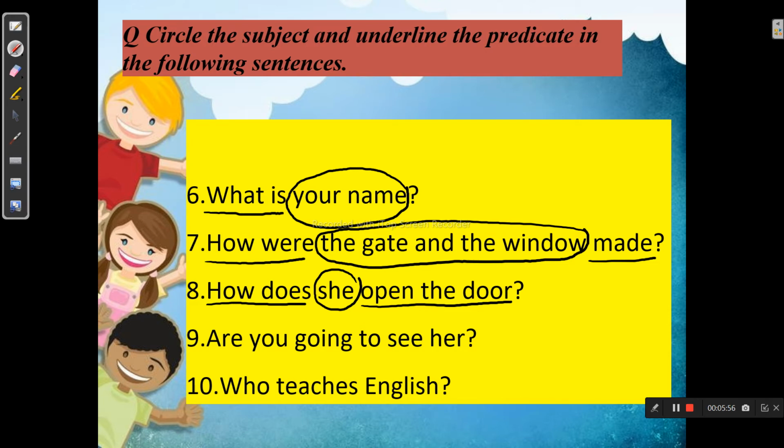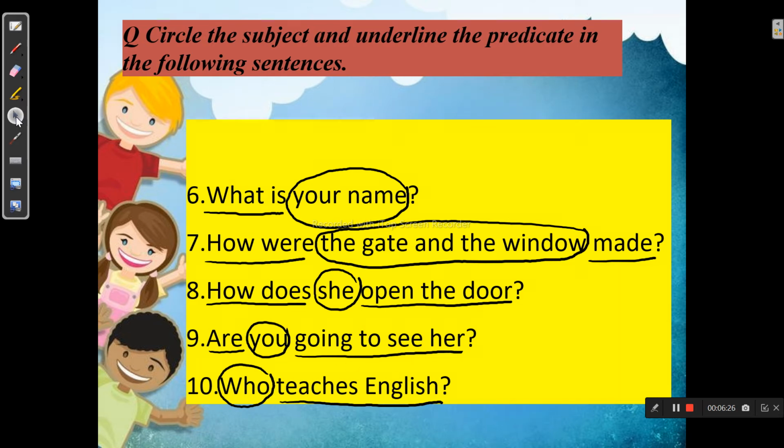You are going to see her. So pronoun you becomes subject and are going to see her becomes predicate. Okay. Coming to 10th one now. Who teaches English? So here, who takes the place of subject.